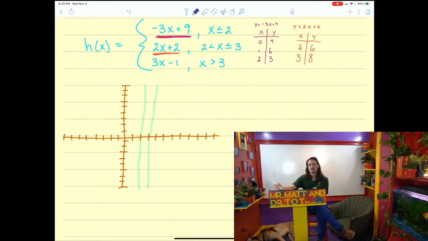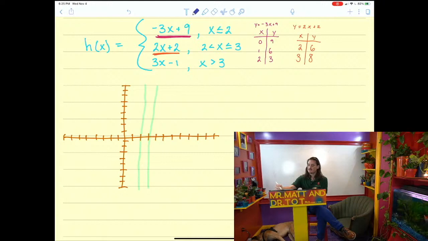When I plug in 0 for x, I just get positive 9 because 0 times negative 3 is 0, 0 plus 9 is 9. When I plug in positive 1, I get positive 6 because negative 3 times 1 is negative 3. Negative 3 plus 9 is positive 6. When I plug in positive 2, I get positive 3 because negative 3 times positive 2 is a negative 6. Negative 6 plus 9 is going to give you a positive 3.